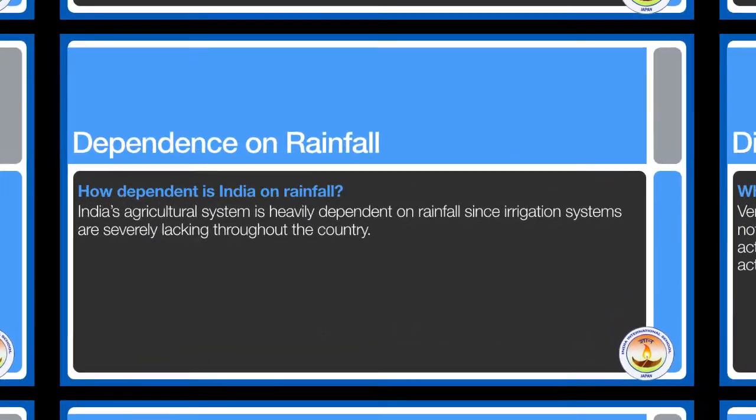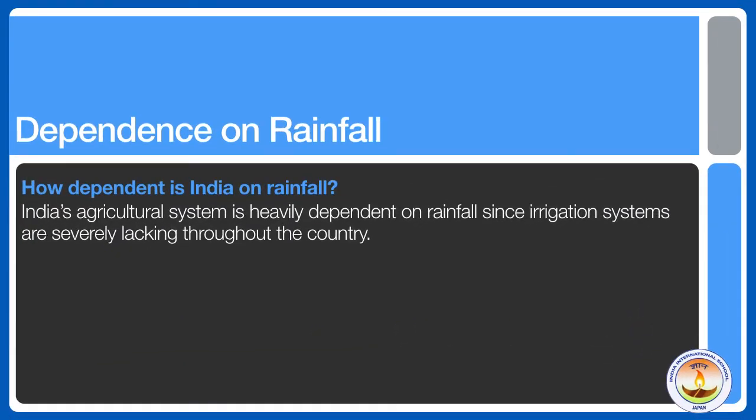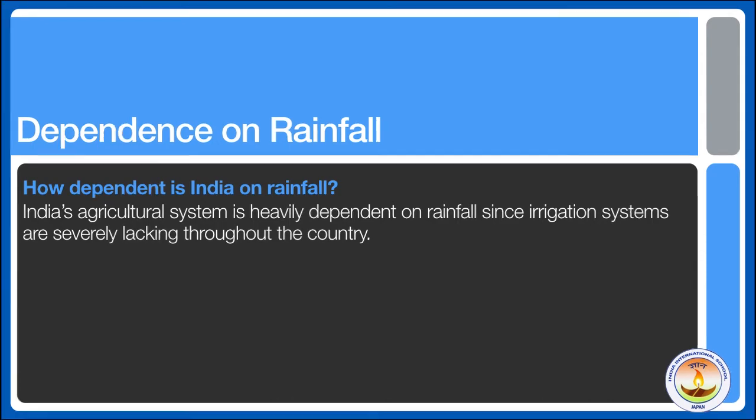Next, let's move on to the dependence on rainfall. Any reasonable society that's dependent on agriculture has a means of irrigation. And in India, there are some areas which are irrigated, but the vast majority of the lands are not irrigated, and not irrigated properly, that's for sure. So, India is heavily dependent on rainfall.